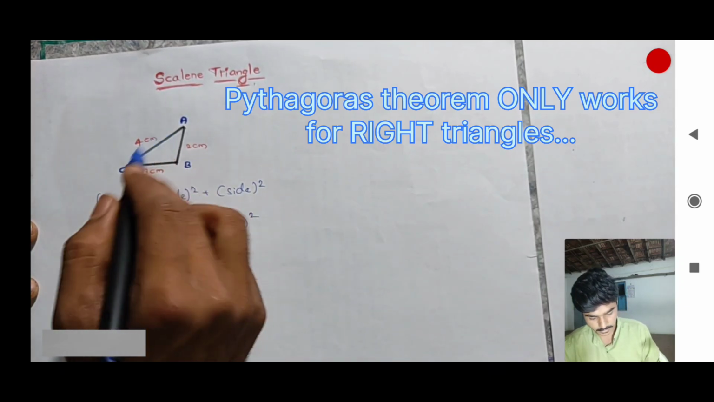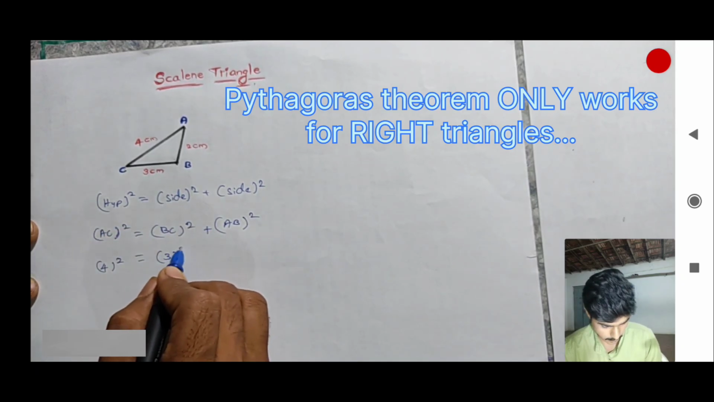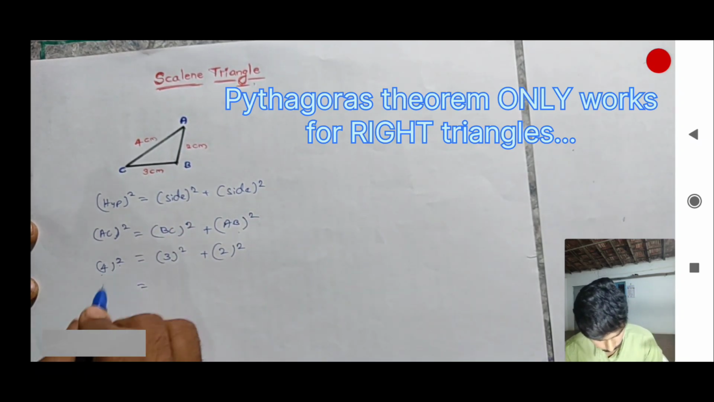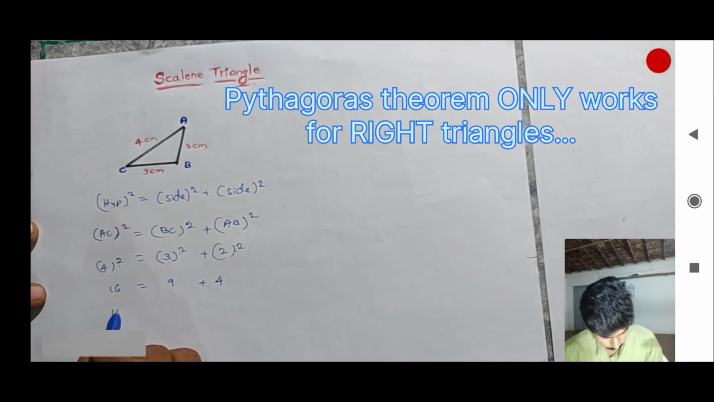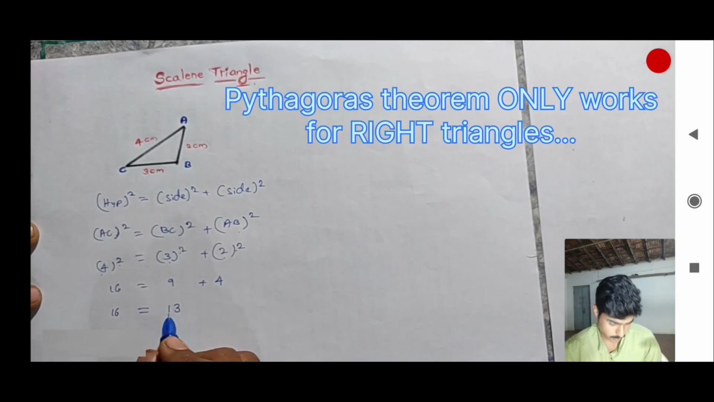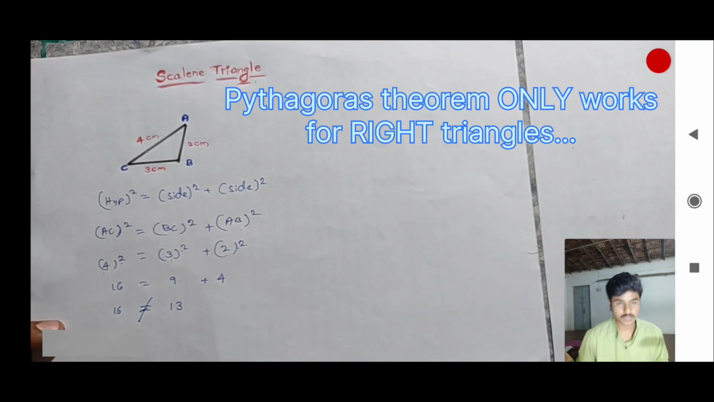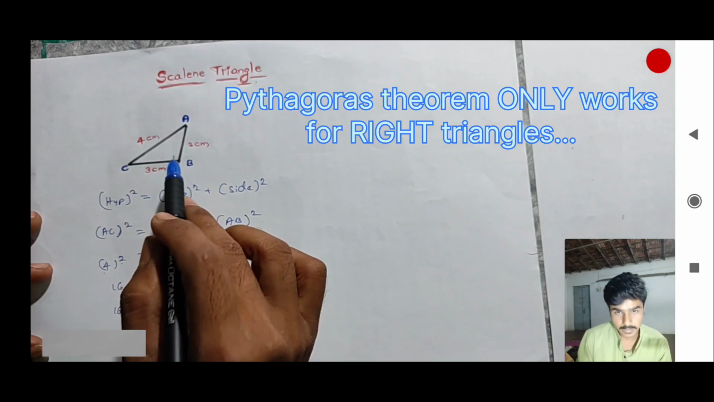Let me substitute the values here. AC is 4 square plus BC is 3 centimeter square plus AB is 2 centimeter square. 4 square is 16, 3 square is 9 plus 2 square is 4. So 16 equals 13. That is not true. So 16 is not equal to 13. By this example, I hope you came to know that Pythagoras theorem holds good only for right angle triangles. As you can see, this is not a right angle triangle.